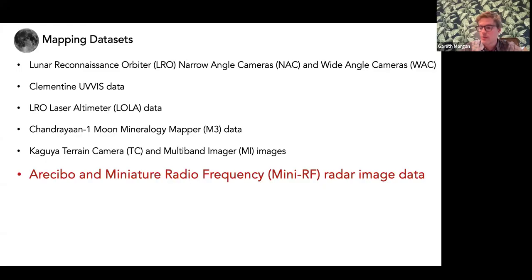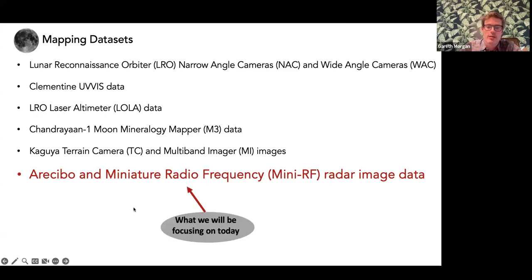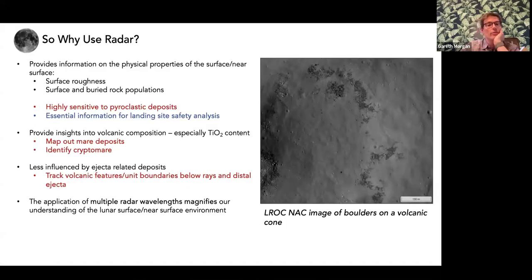But what we were also successful in getting funding for was to employ radar data, which we've done in the past on a project that Kathy White led. And in fact, the Mini-RF team have recently had some meetings with the USGS, because they're looking to use more radar data in their mapping because it has multiple benefits, which I'll talk about. Particularly here, we're going to use Arecibo-based data and Mini-RF radar images as well. This is what I want to really focus on during this talk: what the radar is contributing. Okay, so why use radar?